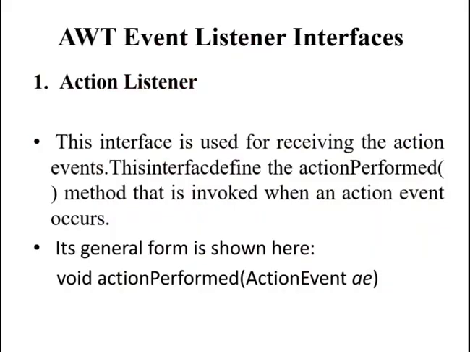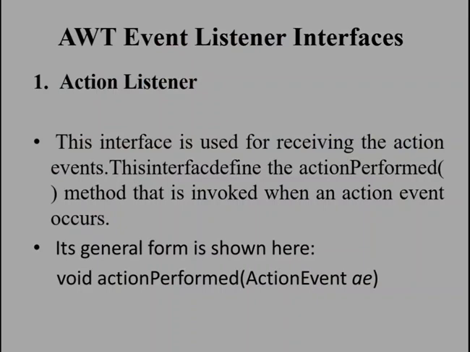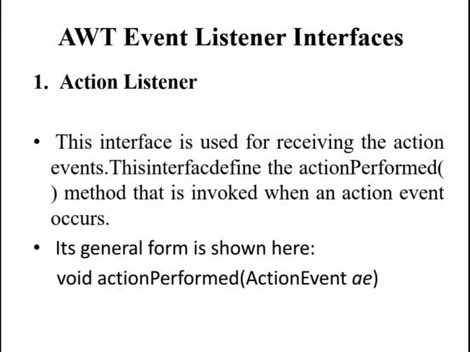Then next one is AWT event listener interfaces. First one is the action listener. This interface is used for receiving the action event. This interface defines the actionPerformed method that is invoked when an action event occurs. Its general form is shown here: void actionPerformed(ActionEvent ae). AE means action event.